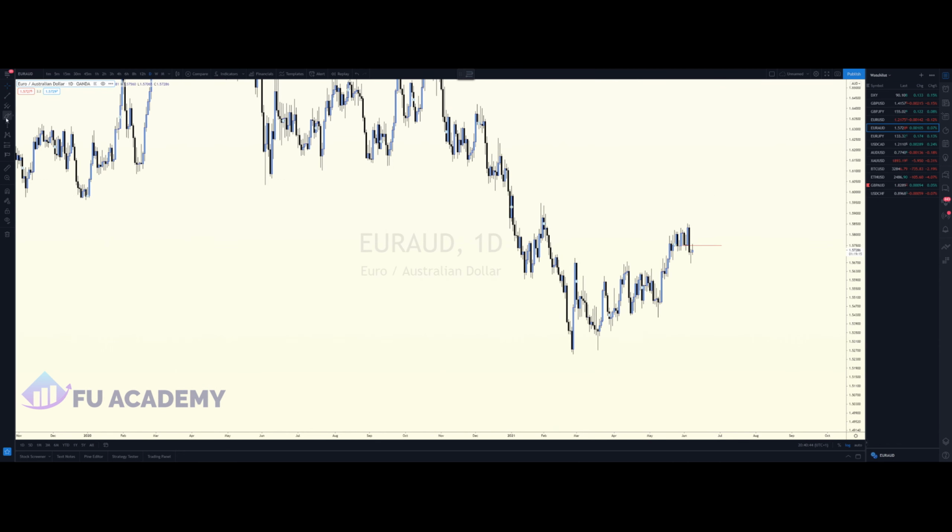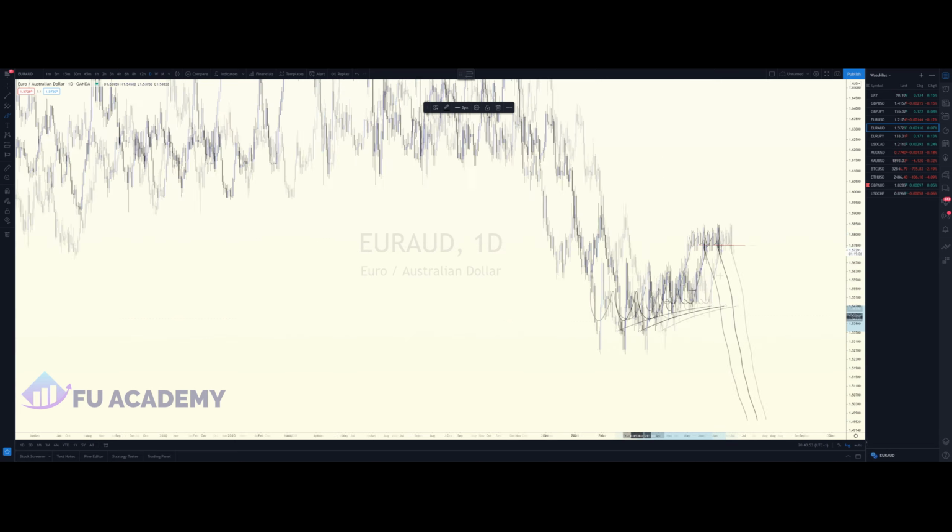Now, once again, remember that we had this accumulation right here. So we had consolidation. We manipulated to the upside. Then we had another consolidation, manipulated to the upside again. And now we're looking for a trend down to clear eventually these lows.